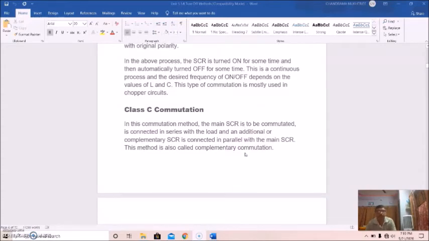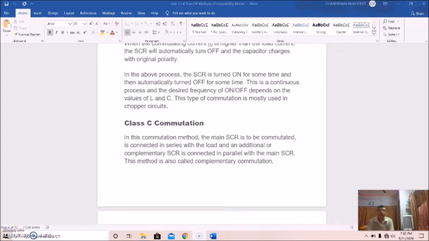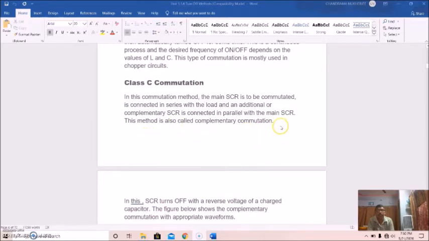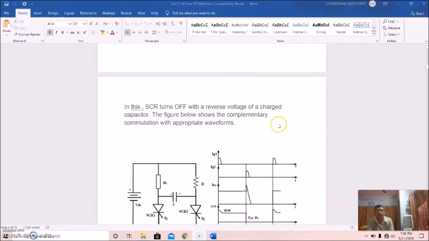Now we will discuss class C commutation. In this type of commutation, the main SCR is connected in series with the load, and an additional or complementary SCR2 is connected in parallel with the main SCR. That's why this method is also called complementary commutation.